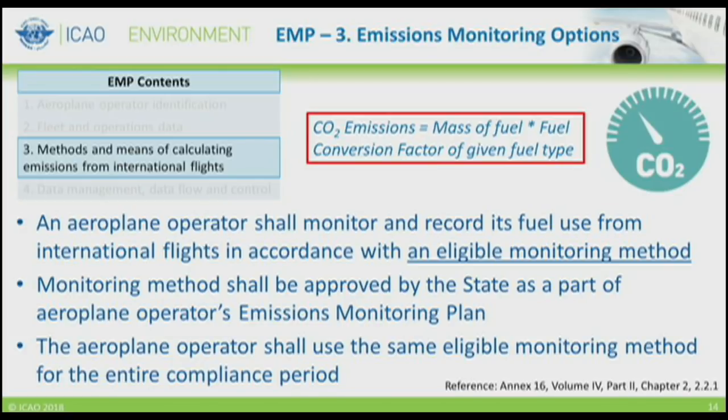So here, the operator will choose one of the monitoring options. We will go to the monitoring options later on, but CORSIA provides a wide range of options for an operator to pick one that best fits its operational structure. And this is the section in the emissions monitoring plan where the operator will tell the state what is the method of monitoring fuel use and to calculate the CO2 emissions based on the fuel use.